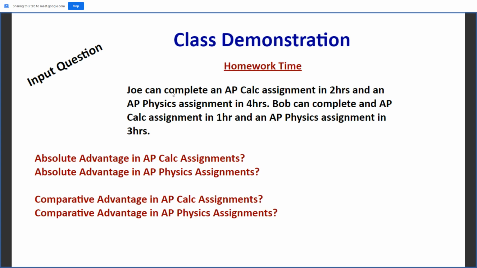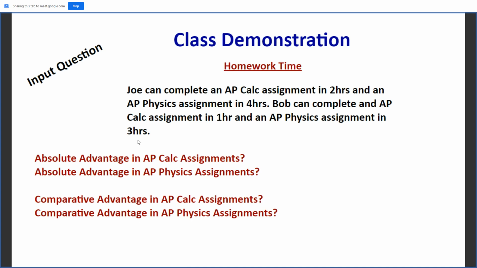In this case, the good or service is the product of labor, which is the AP Calc assignment or the AP Physics assignment. In this question, we're going to say, Joe can complete an AP Calc assignment in 2 hours and an AP Physics assignment in 4 hours. Bob can complete an AP Calc assignment in 1 hour and an AP Physics assignment in 3 hours. So the resource of production this time is labor. Joe and Bob are laboring to create that product, and the hours are the input of labor going into that production.